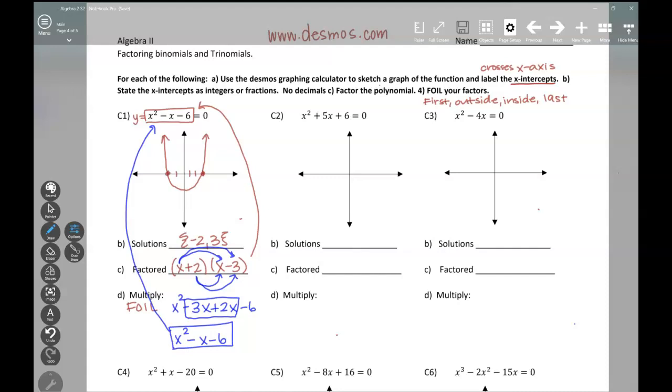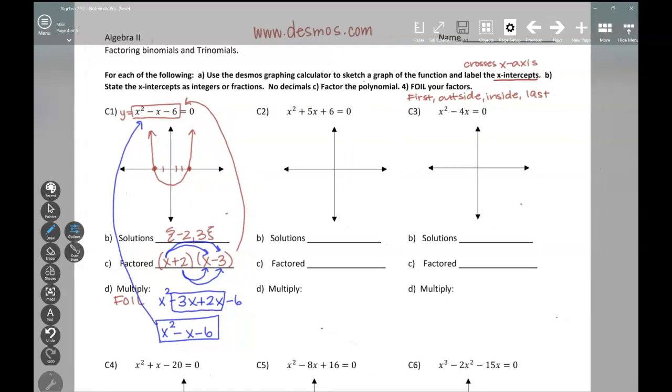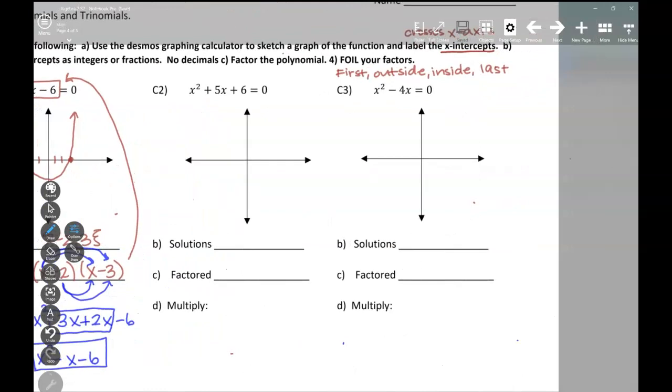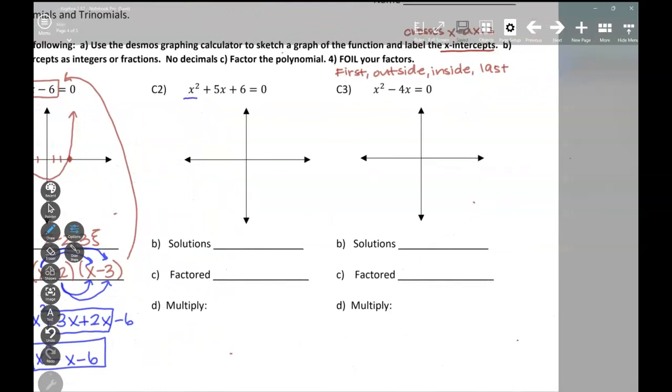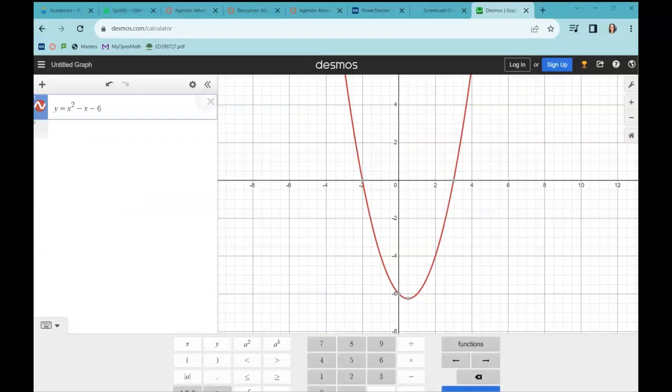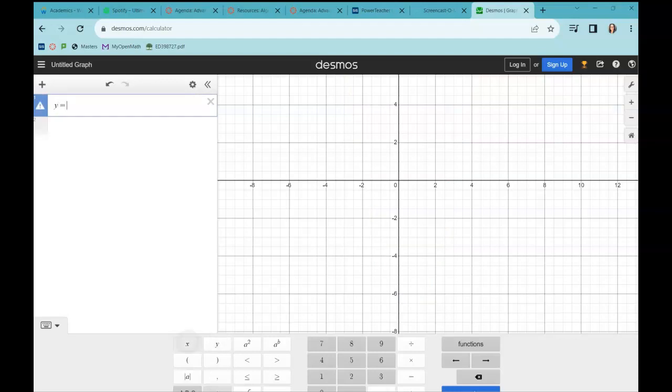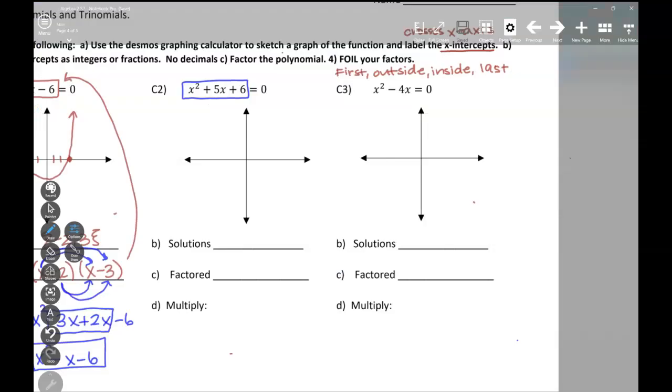Okay, so that's the first one. That's what you are doing throughout this entire lesson. Let's go ahead and head over to number 2. I'm going to take my x squared plus 5x plus 6 and plug that into the calculator. So just x out what you made, and let's make a new one. x squared plus 5x plus 6.